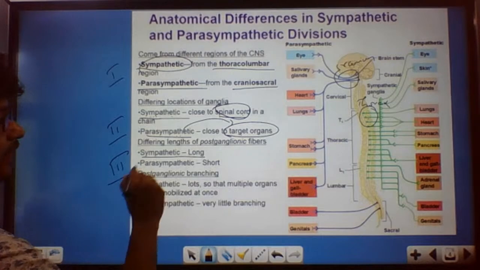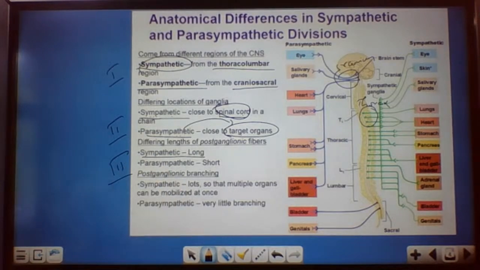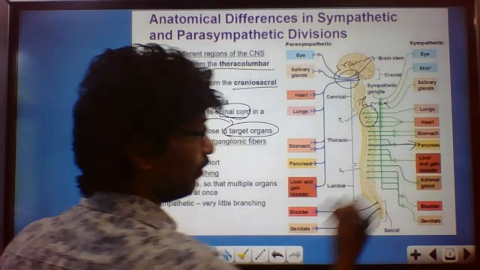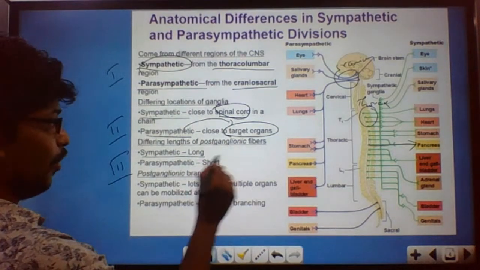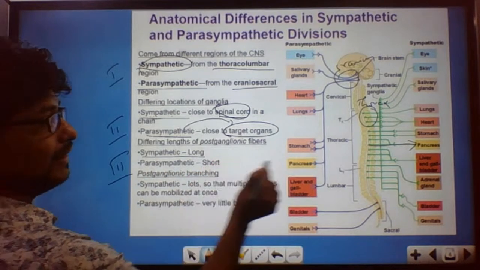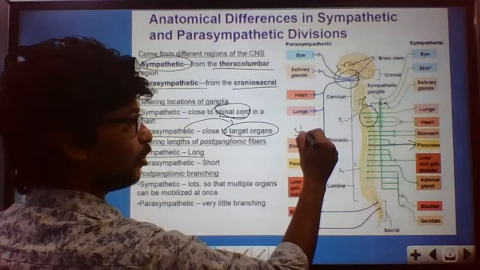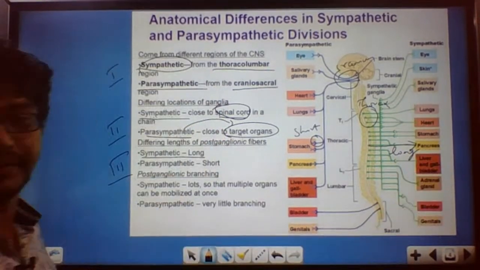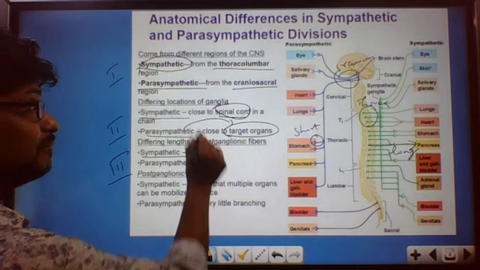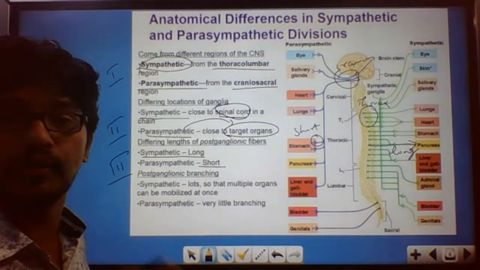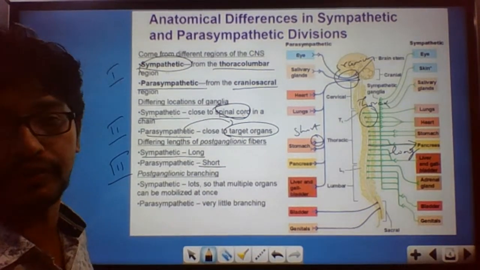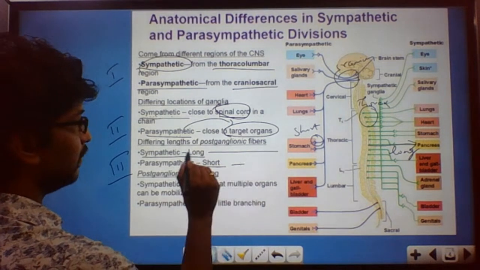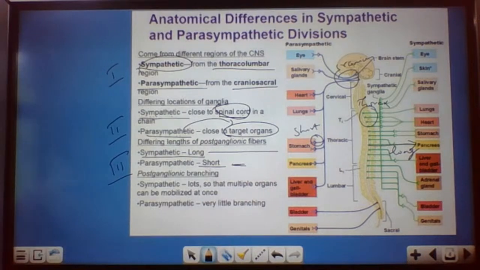And the third difference between the sympathetic and the parasympathetic: sympathetic is long, so from here it needs to travel a long area. Parasympathetic is comparatively very short, only this much actually. So parasympathetic is short, and sympathetic nerves are long. Based on this, you can get a question on it.